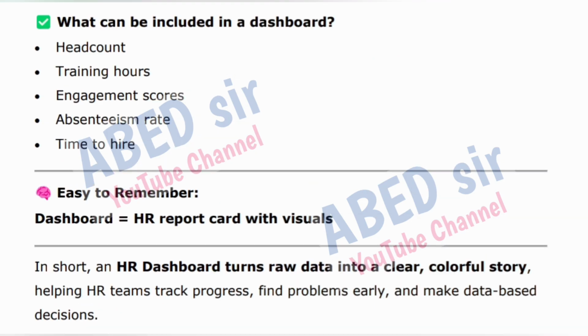What can be included in a dashboard? Headcount, training hours, engagement scores, absenteeism rate, time to hire. Easy to remember: dashboard equals HR report card with visuals. In short, an HR dashboard turns raw data into a clear, colorful story, helping HR teams track progress, find problems early, and make data-based decisions.